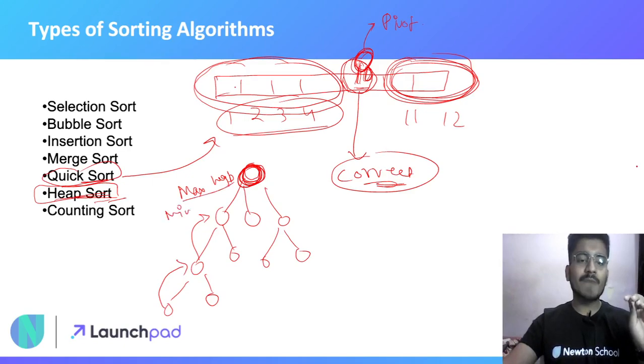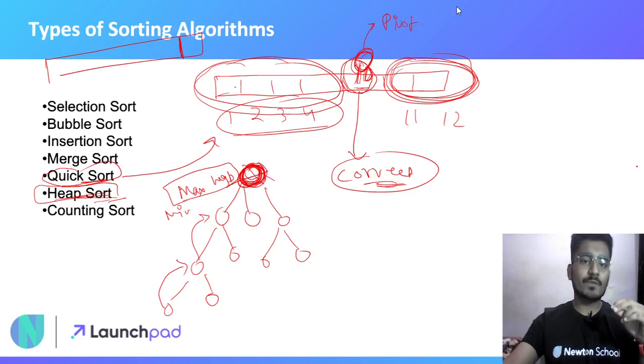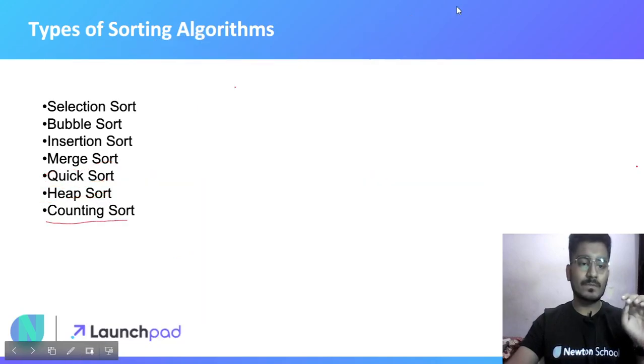In the max heap case, we bring the maximum element to the first position, as the root of the tree, and we eliminate it from here and place it at the end of the array. Then we repeat the operation: the second largest element we bring to the top, eliminate it from here and place it here. So this was the brief about heap sort, and then let's look at the last important algorithm.